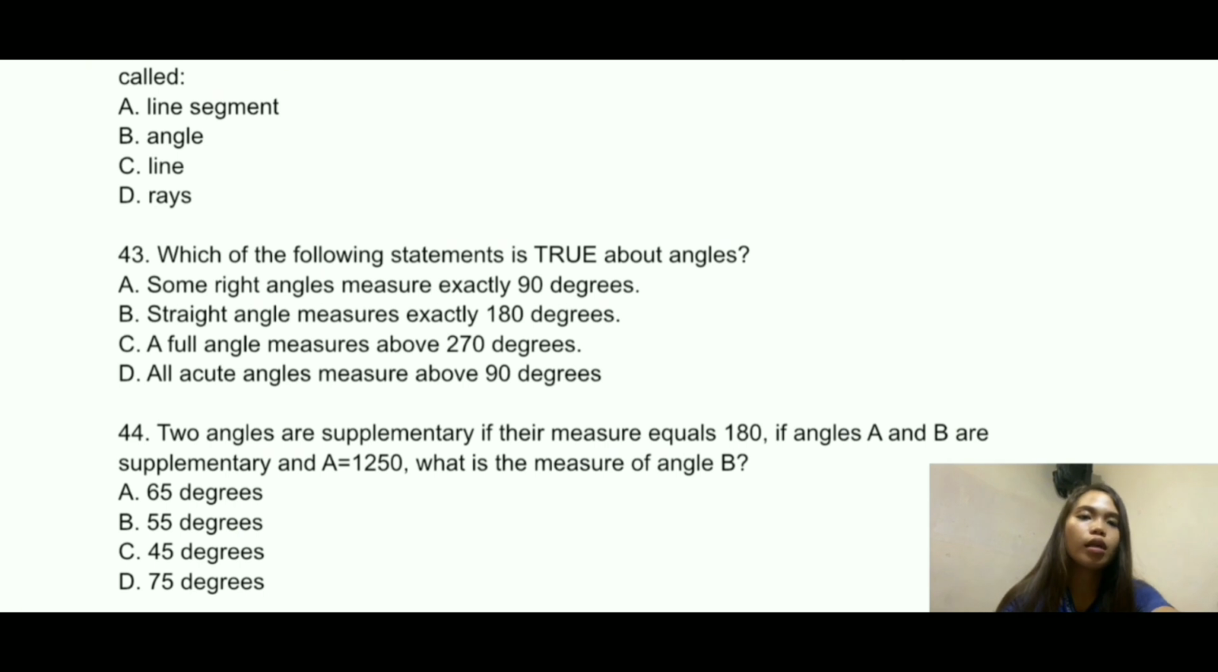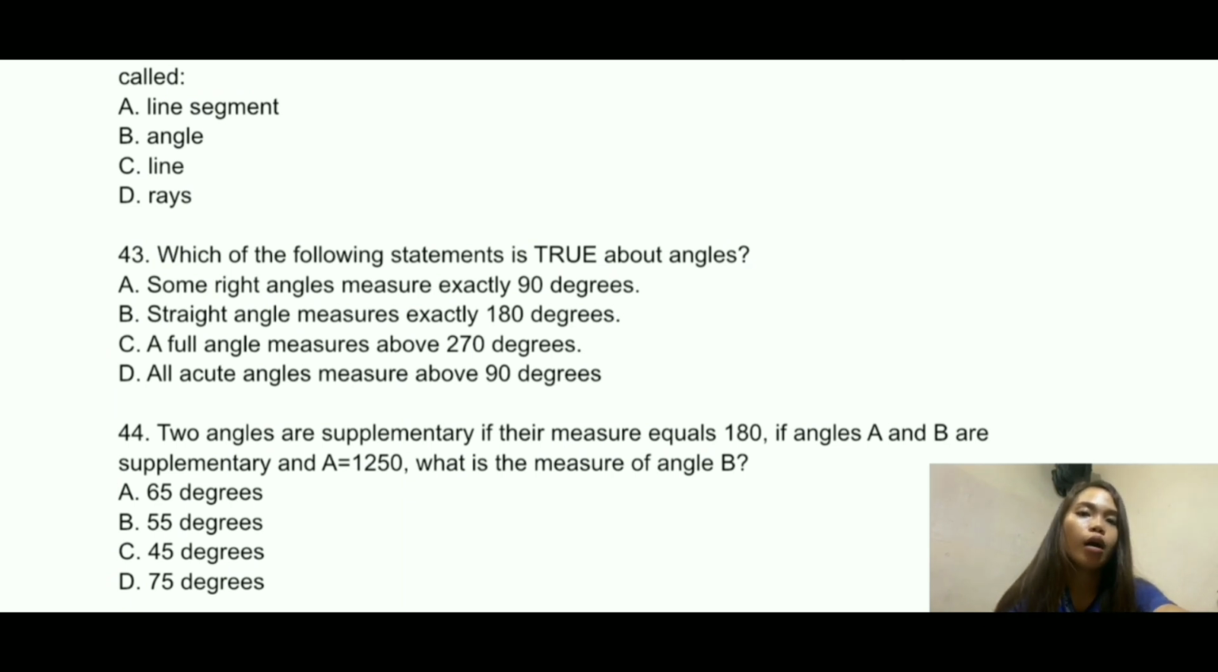And for option C, which is line, a line extends infinitely in both directions, not limited to 2 points. And option D, which is rays, extends infinitely in one direction from a single point, which does not match the description. And so the correct answer for number 42 is letter A, line segment.